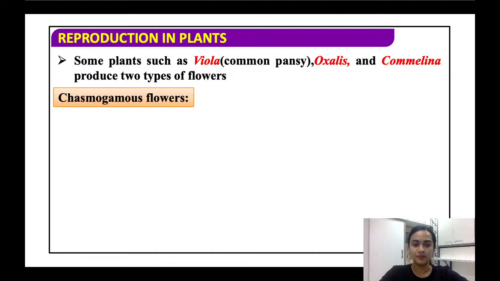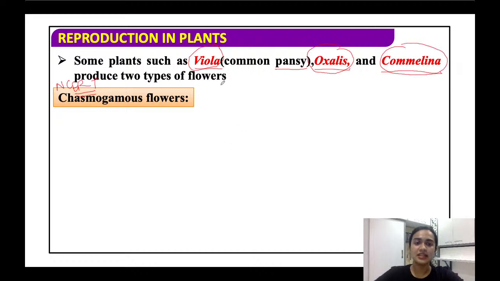Moving forward, this complete slide is based on the NCERT and is very important. Most years, some objective questions are based on this. What you have to remember is some plants such as Viola, that is called pansy, Oxalis, and Commelina. You have to remember all these three names: Viola, Oxalis, Commelina.